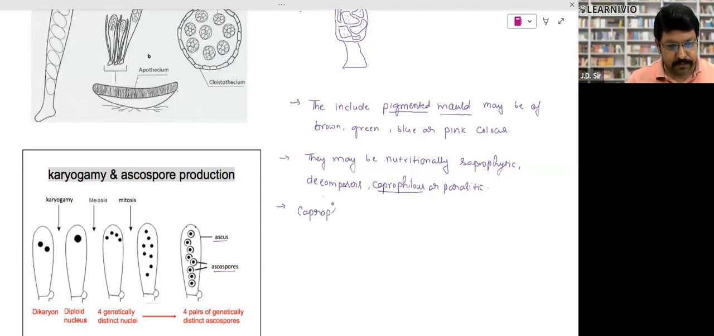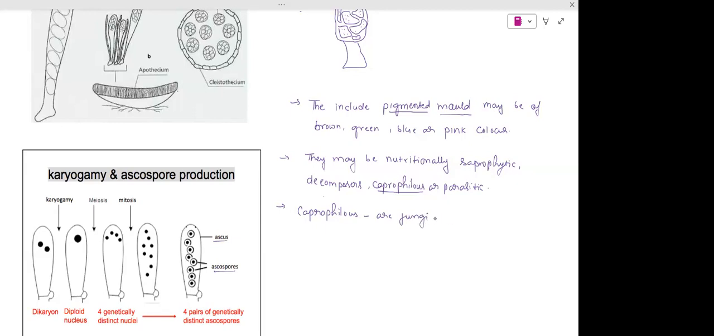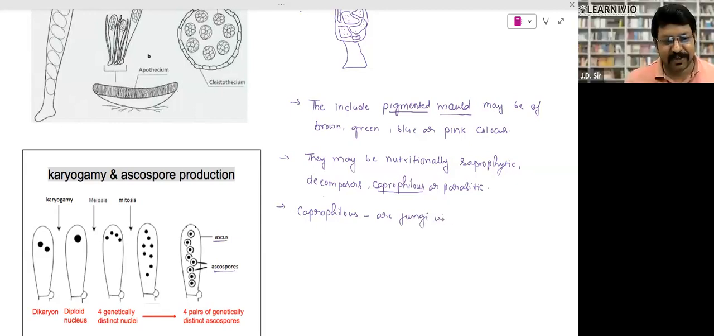Capro. Did you get my point? Are they still cute? Fungi which grow on dung, right? So caprophilus means they grow on the dung, right? Okay. Then they have septate mycelium.